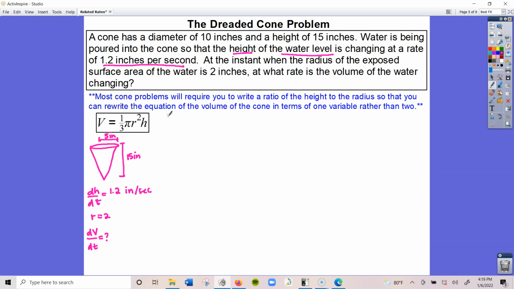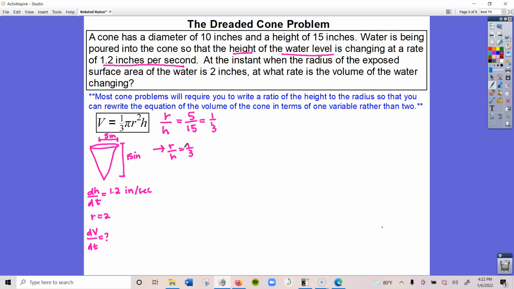So we're going to create a ratio of the radius to the height, which in this particular cone, when the radius is 5, the height is 15. So this is the ratio of the radius to the height, which can be simplified to 1/3. Let me just rewrite this simplified: r over h equals 1/3. I'm going to use this to solve for either r or h.